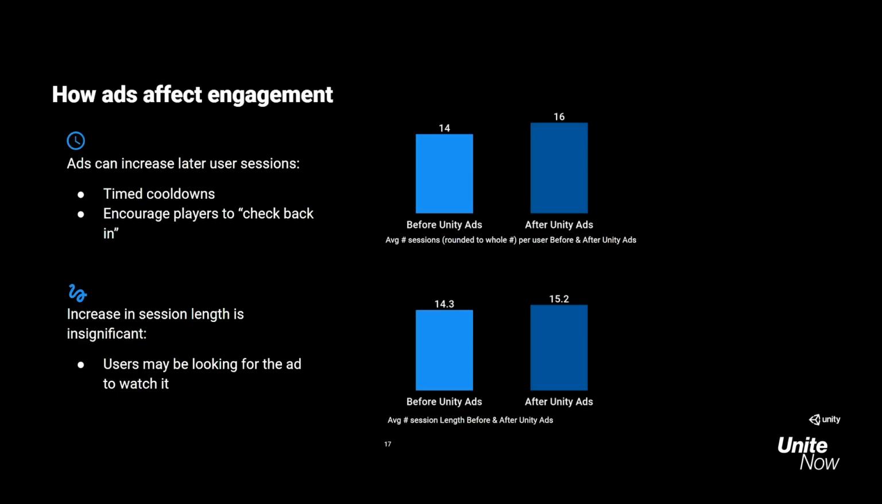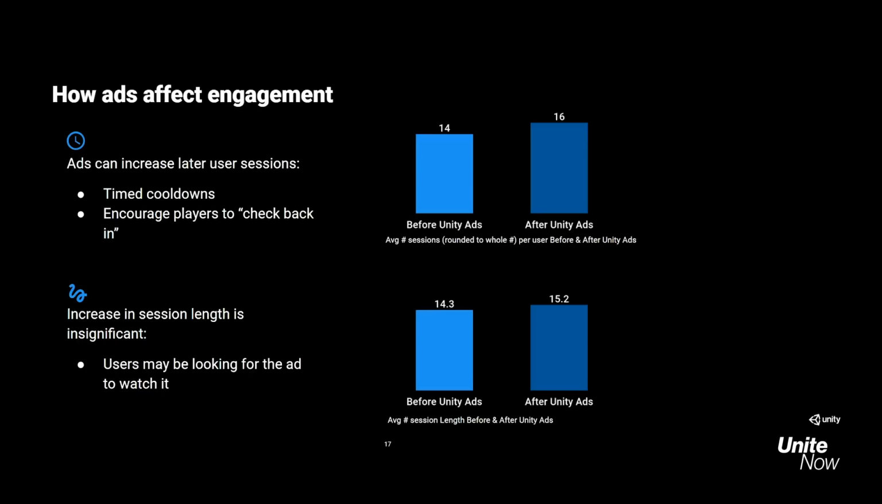Next, let's look at session data. So, number of sessions actually increased from 14 to 16 after ad implementation. This could be due to proper ad implementation, encouraging players to check back in more regularly. For example, if you had a rewarded video ad that refreshed once every 4 hours and provided a cool reward, a user might remember, hey, I got this really cool reward for watching that rewarded video ad. Let me check back in after that timer has run out. That way, the user gets back into your game and is more likely to play even after watching the rewarded video ad.